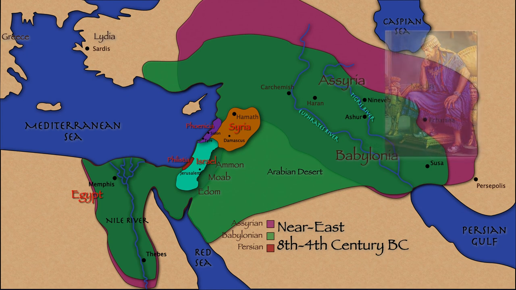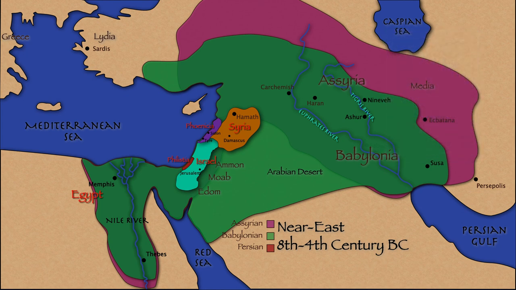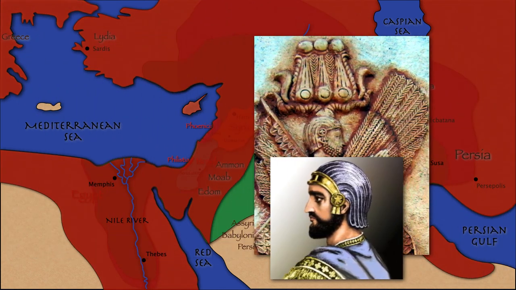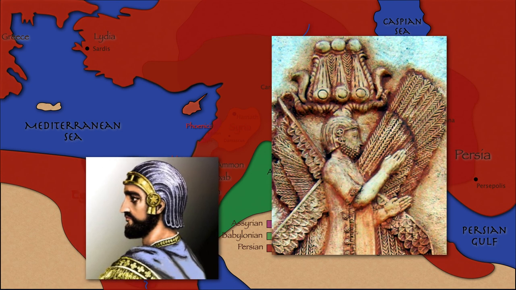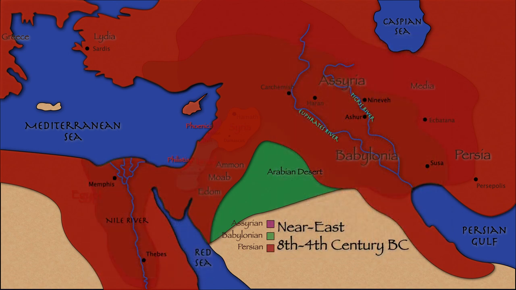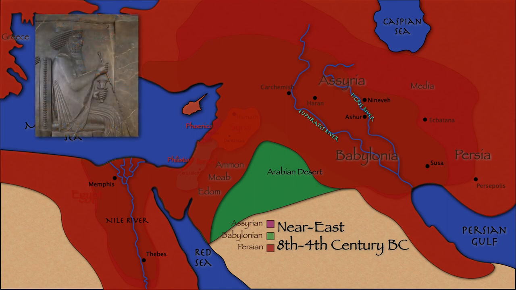And eventually, in 539 BC, the Babylonians will be surpassed by the Persians. And that red is the Persian Empire. You can see images here of Cyrus the Great and Darius, two very important kings of the Persian Empire. There you can see one more image of, I believe that is Cyrus the Great.